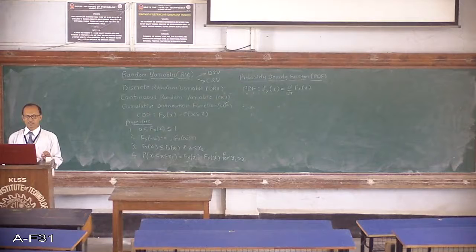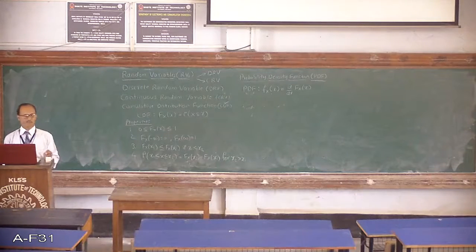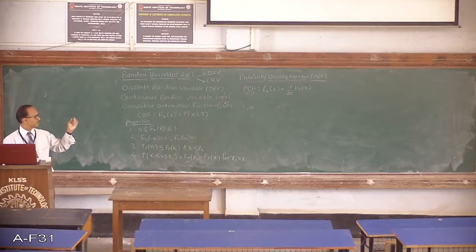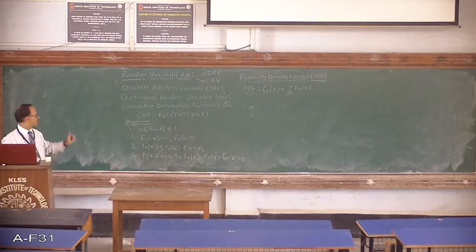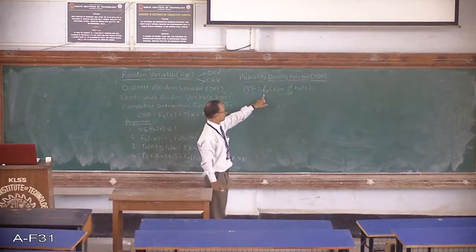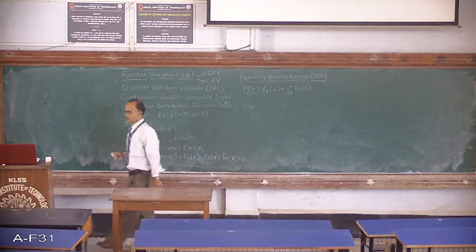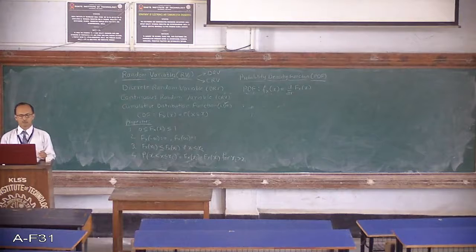Third property is CDF is obtained by integrating PDF. If you differentiate the CDF, you get the PDF. Similarly, if you integrate the PDF, you should get back the CDF. That is, capital F_X of x can be obtained from this lowercase f_X of x by simply integrating f_X of x with respect to dx between the limits minus infinity to x.